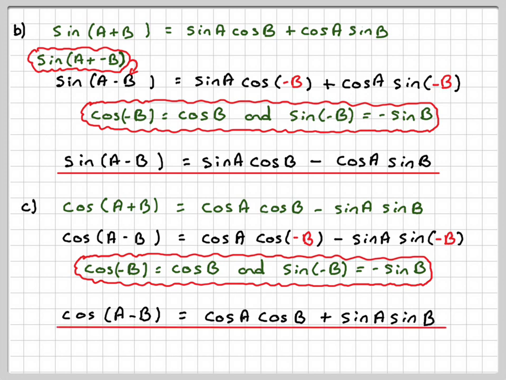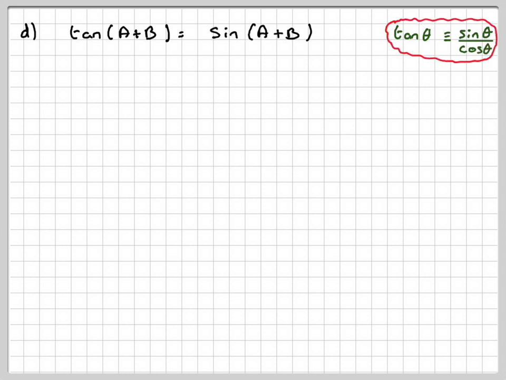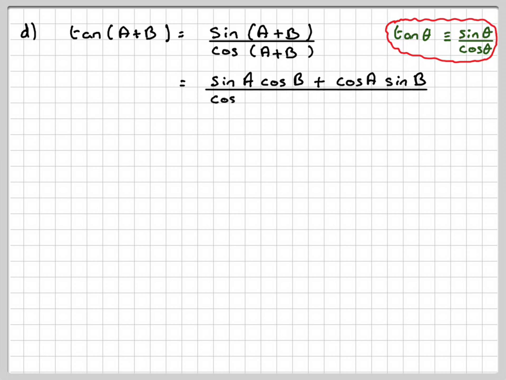Okay, right, now going to the ones which are tan. So tan A plus B. Okay, so tan theta we know is the same as sine theta over cos theta. So we're going to have sine A plus B over cos A plus B. If we use the expansions that we just derived for those, we're going to have sine A cos B plus cos A sine B over cos A cos B minus sine A sine B.